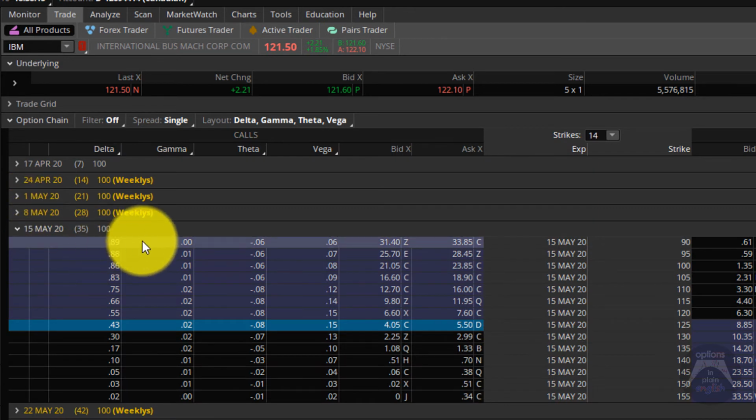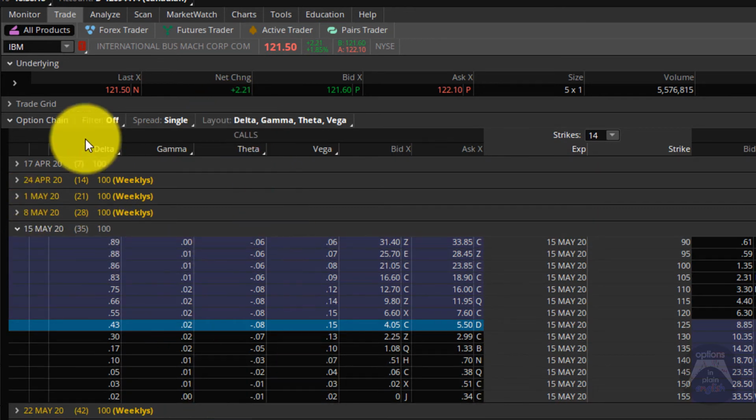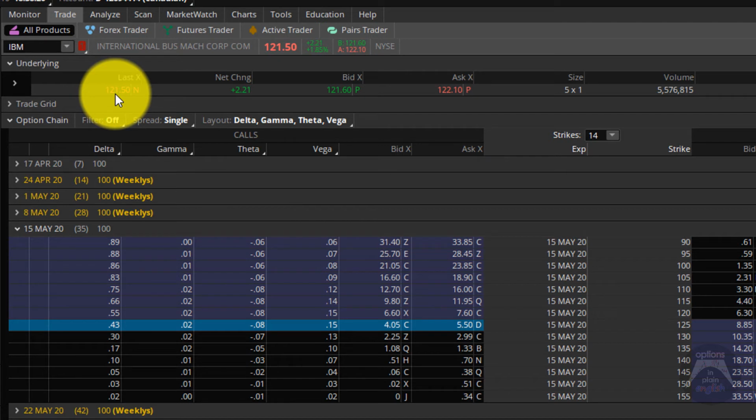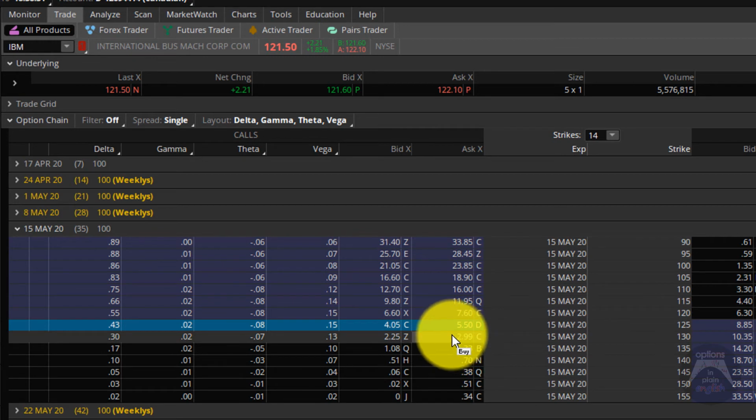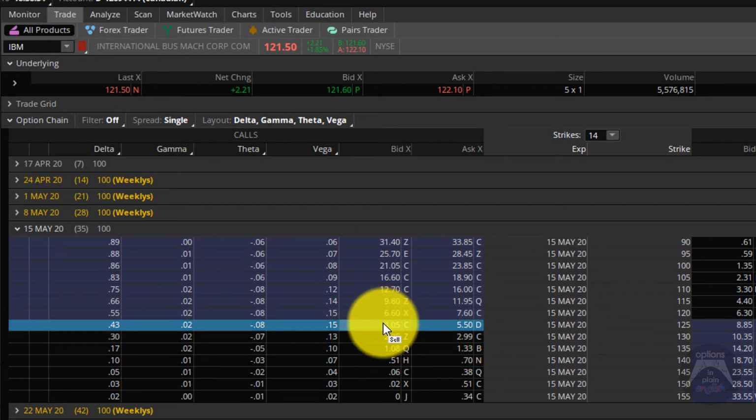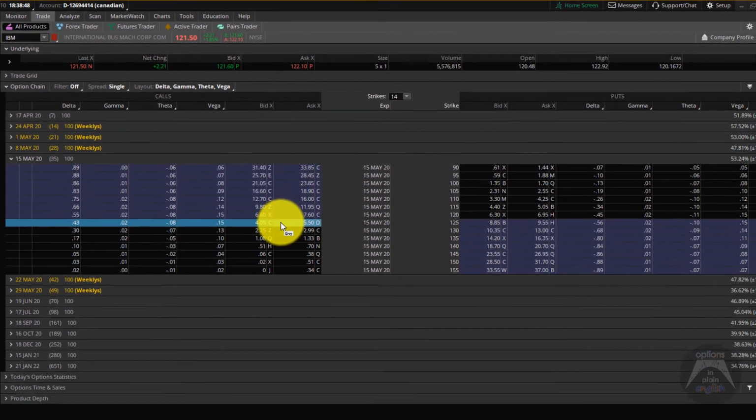And I select that expiration, and with the price at 121, I'm going to be buying the $125 call. So the strike price is going to be 125, and I'm going to be buying that call. Now, this is currently trading at 405 and 550. So you can sell it at 405, you can buy it at 550. So I'm going to be buying this contract. Now I'm just going to be pushing some buttons here just to do it.